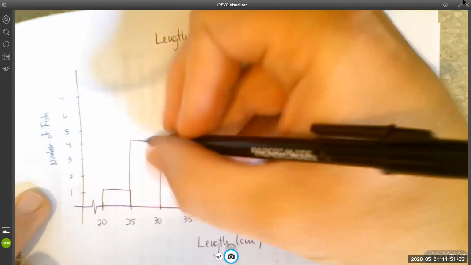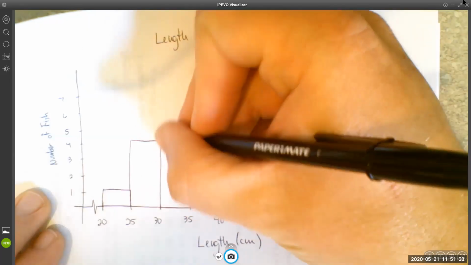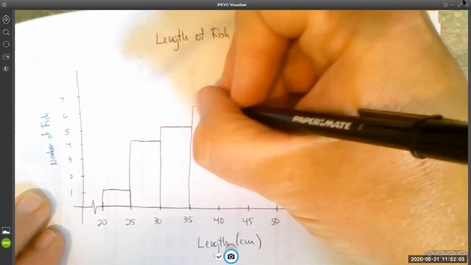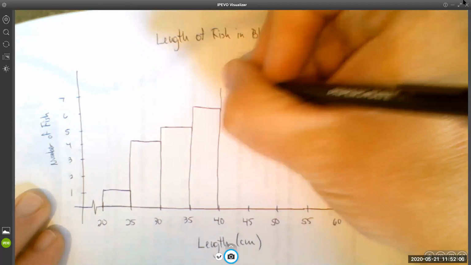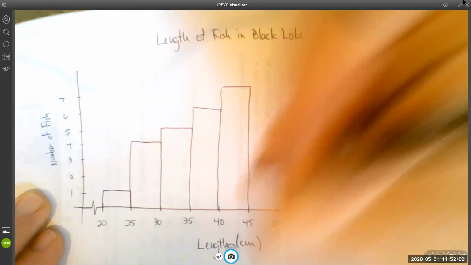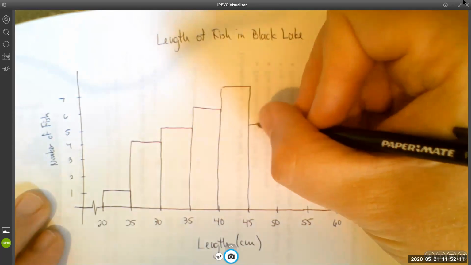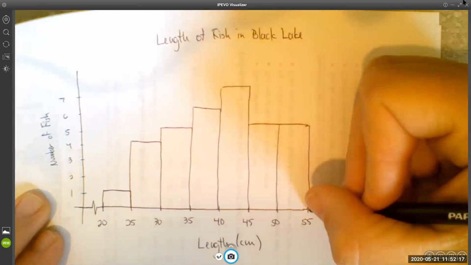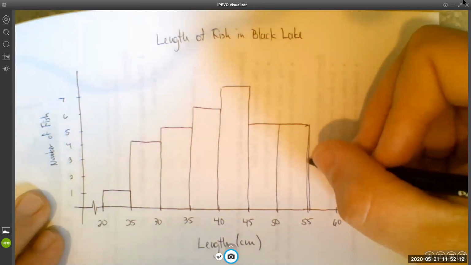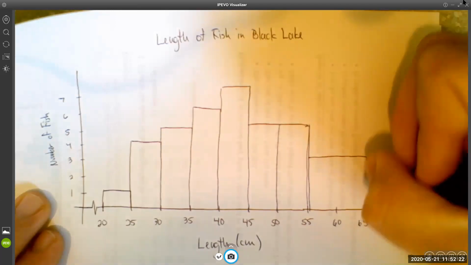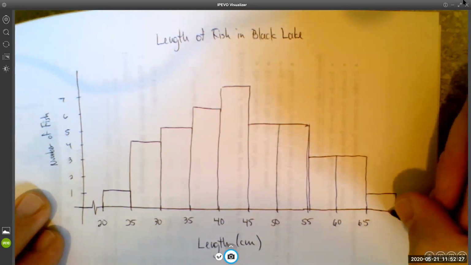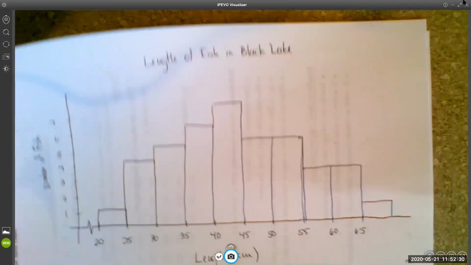Okay, 30 to 34. So there were 5. And then 6, and then 7, and then a couple of 5s, and then a couple of 3s, and then a 1. Okay, and there's our histogram for the length of fish in Black Lake.